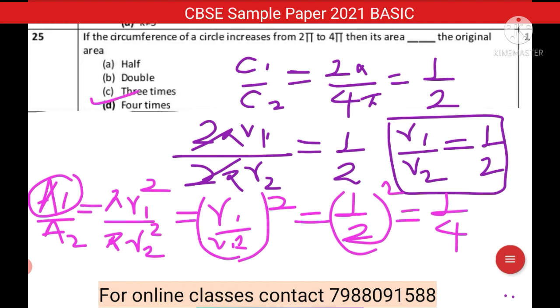Mind it, students, the answer is 4 times, not 1 by 4 times. By chance here 1 by 4 is no option, but in case you have that option also, don't get confused. We are asked the new area will become dash times the original area, so it will be 4 times the original area. Now let's get to the shortcut method.